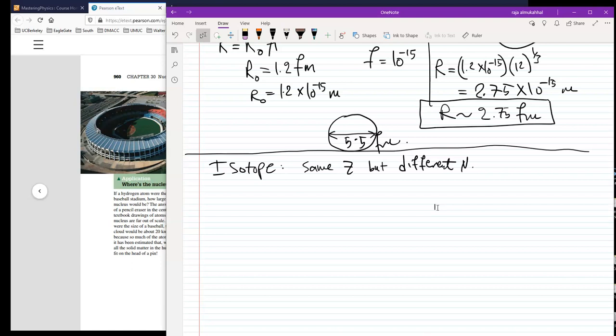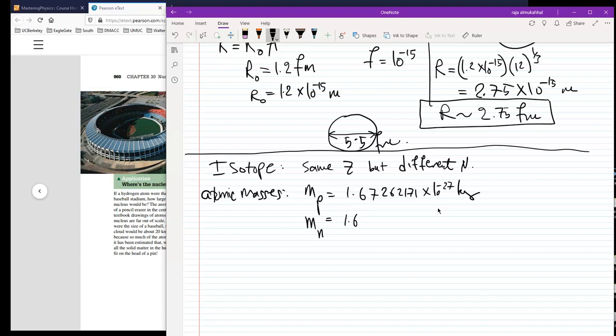Another thing is we also measure the atomic masses here. We have the mass of the proton and the mass of the neutron, okay? In terms of kilogram, the mass of the proton is 1.67262171 times 10 to the negative 27 kilogram. You don't need to write this one down. And for the neutron, it's slightly larger, 1.67, I'm copying it here, I'm not memorizing it, 2728 times 10 to the negative 27 kilogram, and so on, okay?